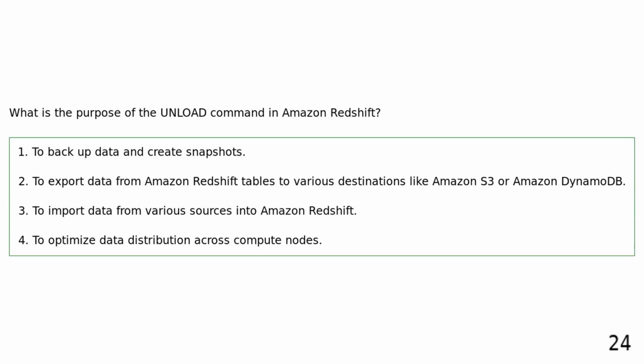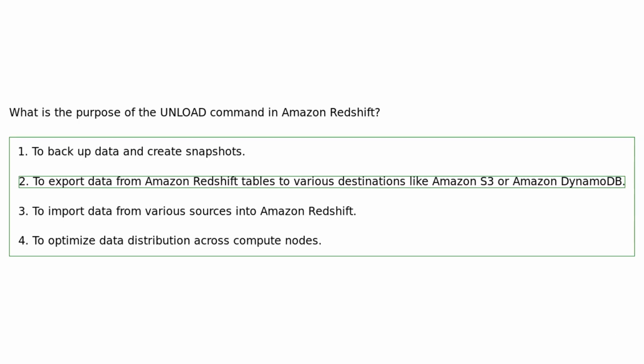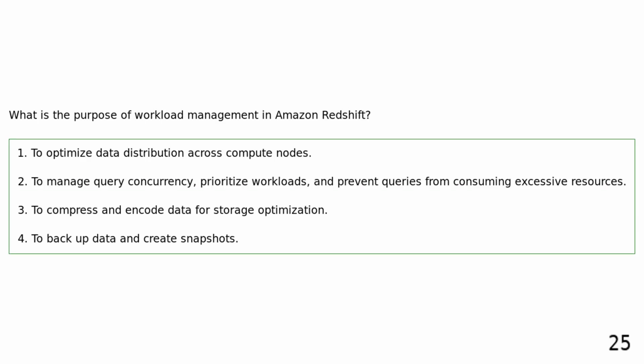What is the purpose of the unload command in Amazon RedShift? To back up data and create snapshots. To export data from Amazon RedShift tables to various destinations like Amazon S3 or Amazon DynamoDB. To import data from various sources into Amazon RedShift. To optimize data distribution across compute nodes. The unload command in Amazon RedShift is used to export data from Amazon RedShift tables to various destinations like Amazon S3 or Amazon DynamoDB.